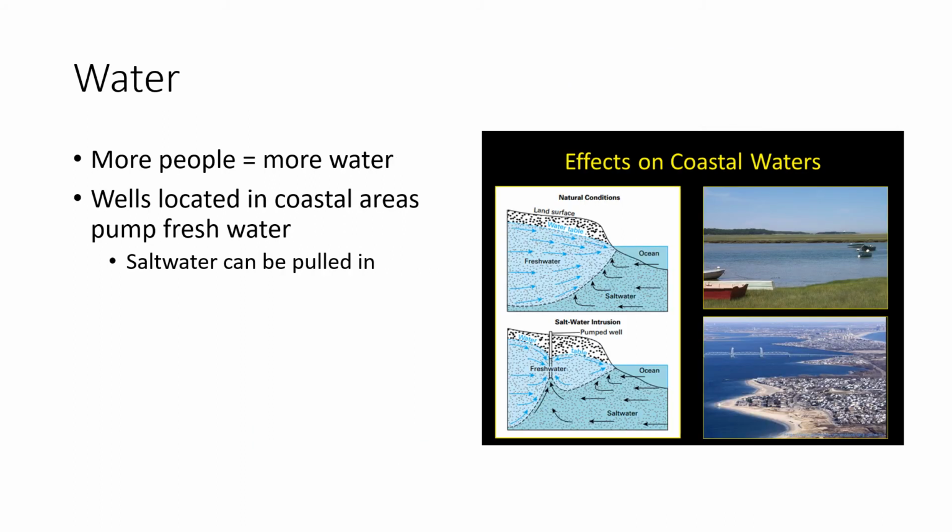Urbanization affects water. The more people you have, the more water you're going to use. And so especially interesting is wells that are located in coastal areas, and those pump fresh water for our urban centers, which most of our urban centers are on coastal areas, at least here in the United States, if you think about it. But when that happens, you have the possibility of actually pumping salt water into your freshwater supplies. And so that is called saltwater intrusion, and that is not very good.